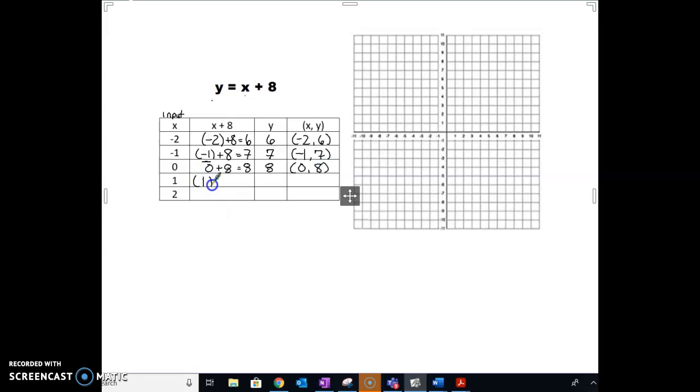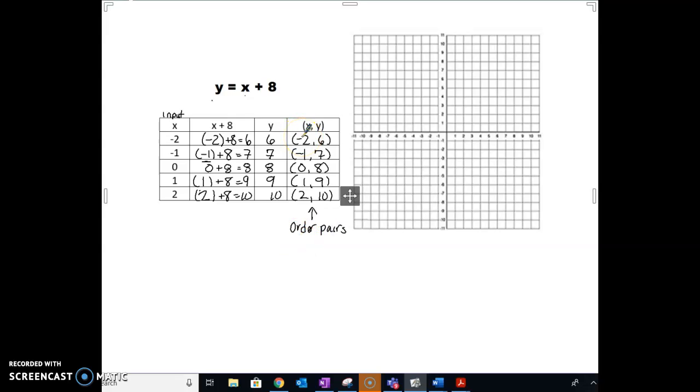Continue working. You plug in the values for x, you simplify or solve, and then you have a point. When x is 1, y is going to be 9. Finally, for this table of values, they had 2. So when x is 2, y is going to be 10. These are the ordered pairs that you're going to plot. Remember that the x always comes first in the ordered pair.